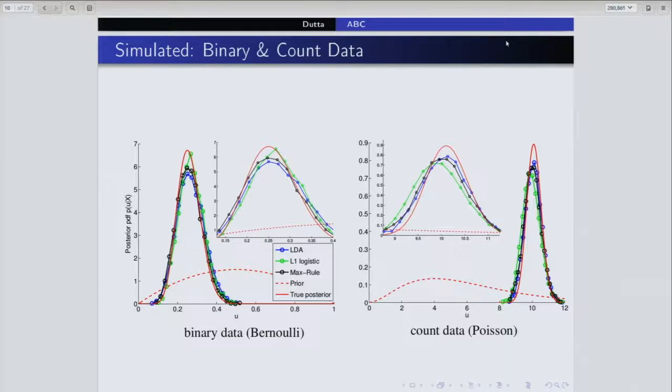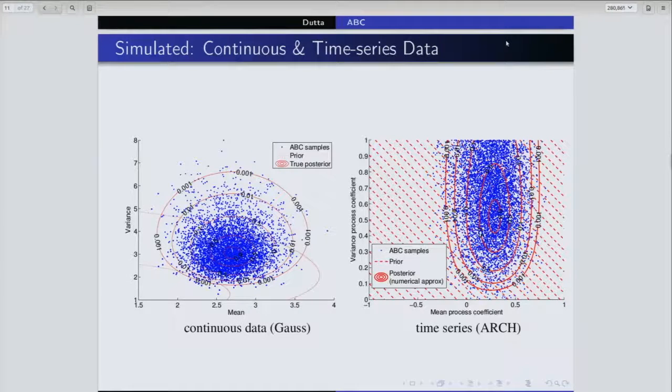And this is a Poisson distribution example where you try to get the posterior distribution of the Poisson parameter lambda, and then you get a result like that. Here, we don't define any distance. We just use the classification accuracy. And this is an example for the bivariate Gaussian distribution for mean and variance sigma. This is the true posterior, and this is the posterior samples you get. And this is a time series with ARCH, and we get something similar.